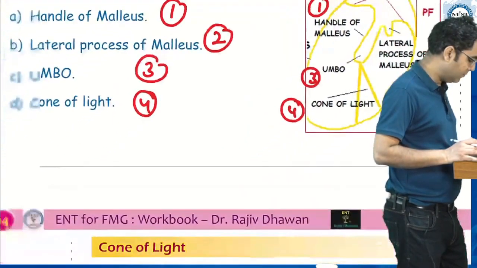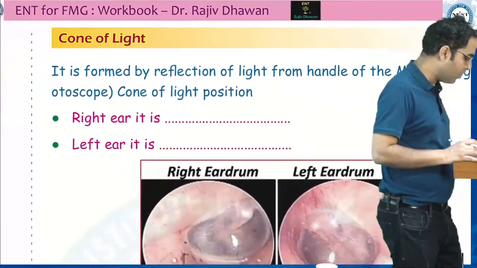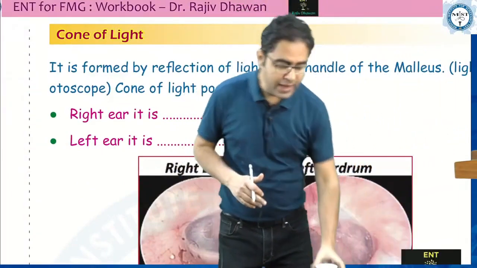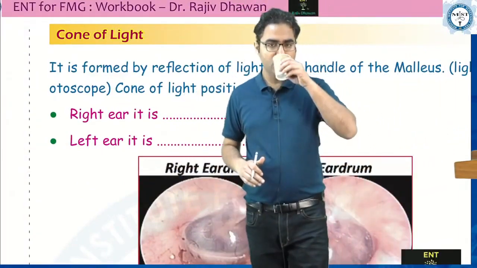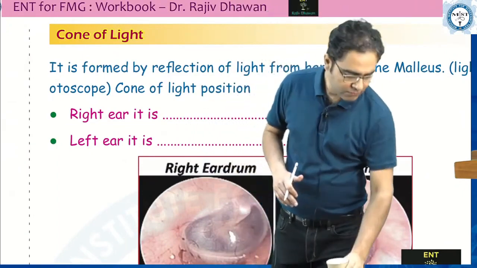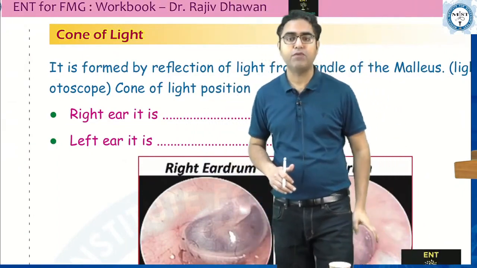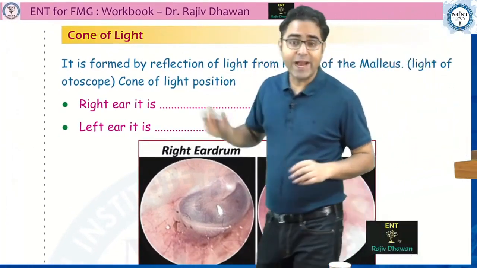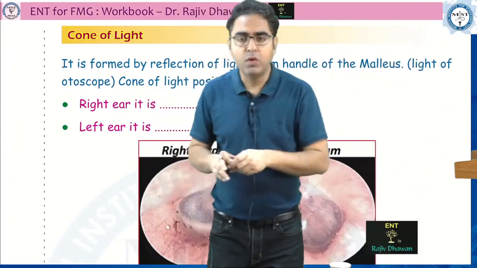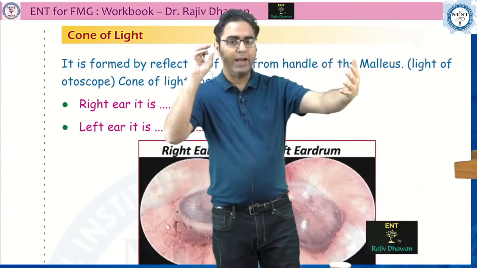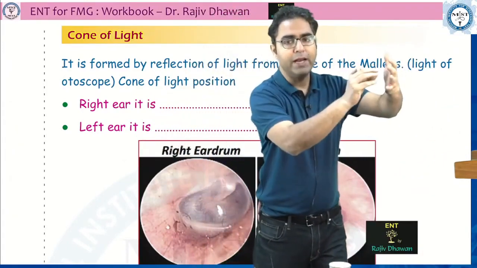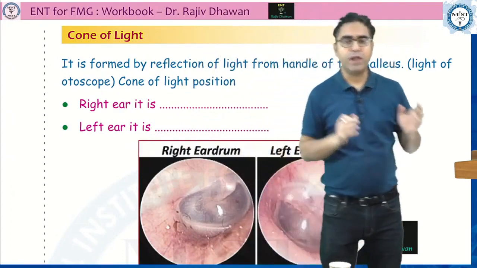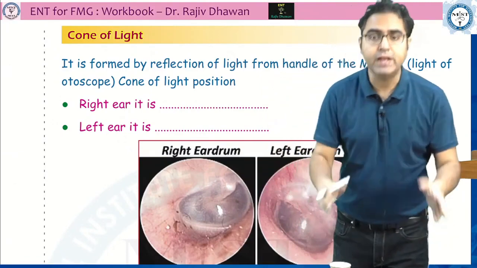Okay. Now, something about the cone of light. How does this cone of light form? The cone of light is formed by reflection of light from the handle of the malleus. Which light? Light of the otoscope. The otoscope has a light bulb. Look at me, this tympanic membrane. The otoscope light strikes the tympanic membrane and it gets reflected downward. And that is called the cone of light.